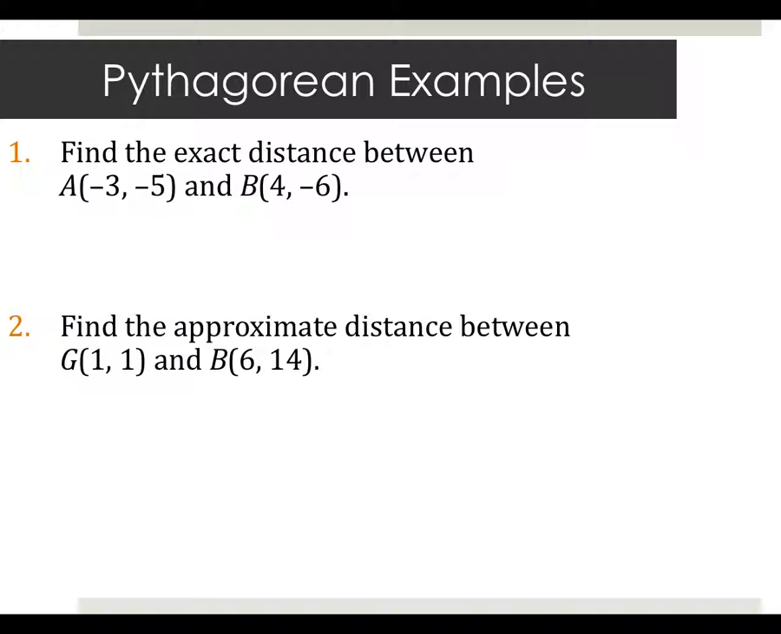Now approximate distance. Set it up, plug it in, get it down to a square root, and then take an approximate answer on your calculator. So if you get something like the square root of 105, then plug the square root of 105 in your calculator. Let's take a decimal equivalent out to 2 decimal places. That'll be our standard.